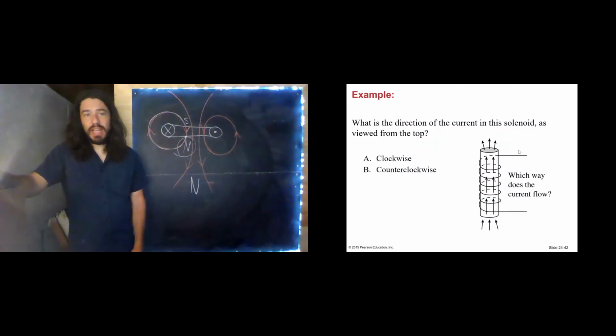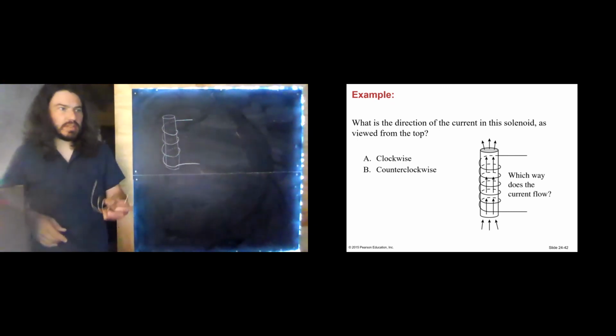Let's practice using the right-hand rule. We can still use right-hand rule number 1 to answer this question. What is the direction of the current as viewed from the top? And in this case, these black arrows indicate the magnetic field. Why don't you give it a shot, and I'll see you on the other side.